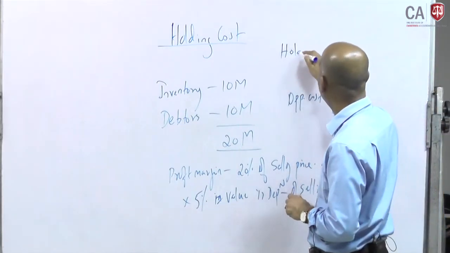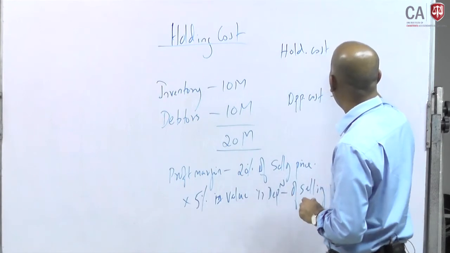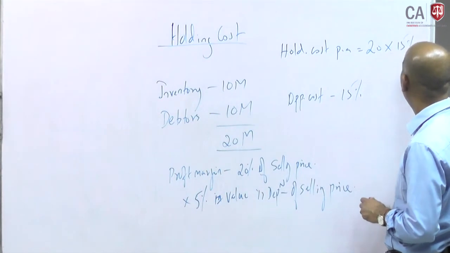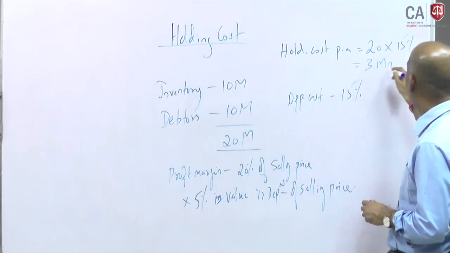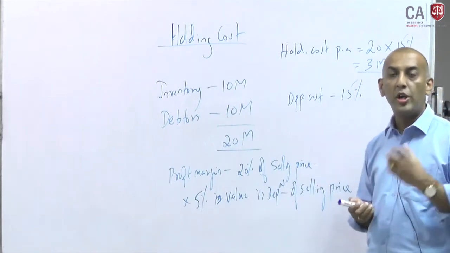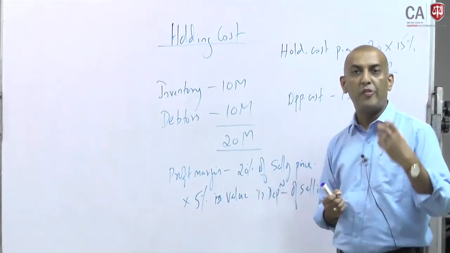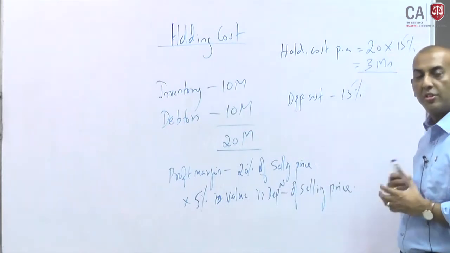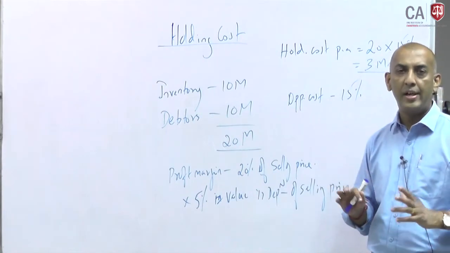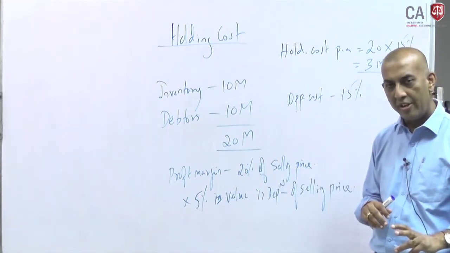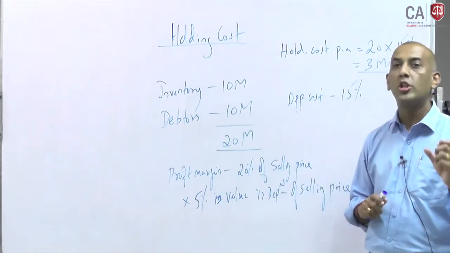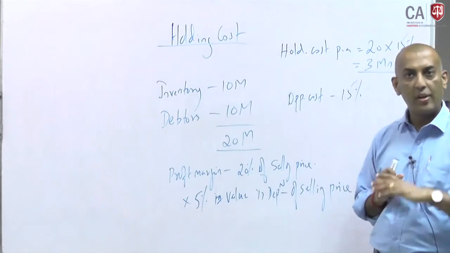Your holding cost per annum is 20 million into 15%, 3 million. That's my holding cost. This is the normal understanding. We are believing that I have invested 20 million in my inventory and debtors and my opportunity cost is 15%, so my holding cost per annum is 3 million. That's fine.